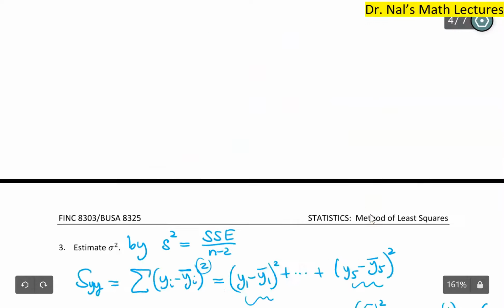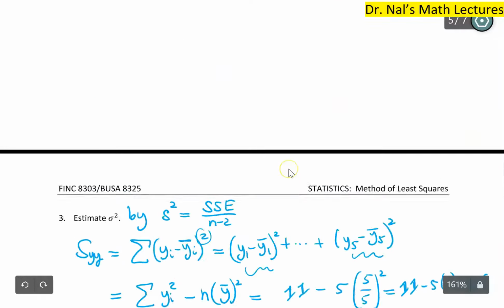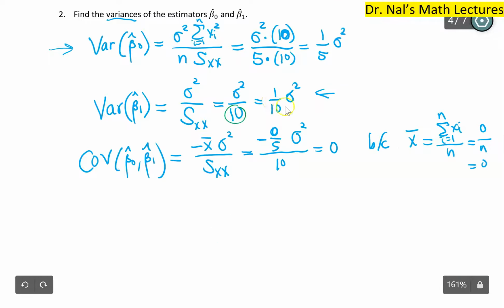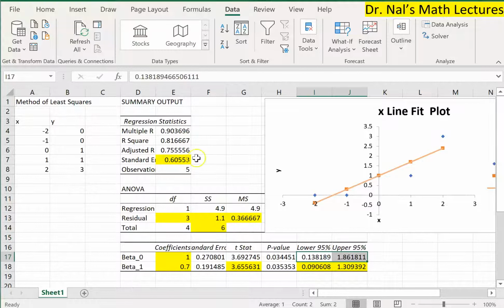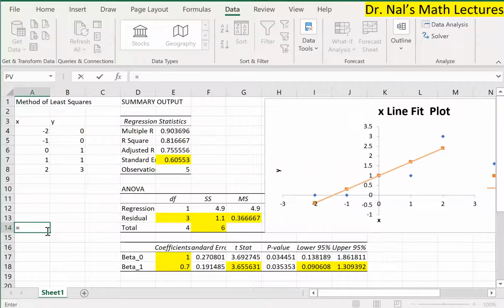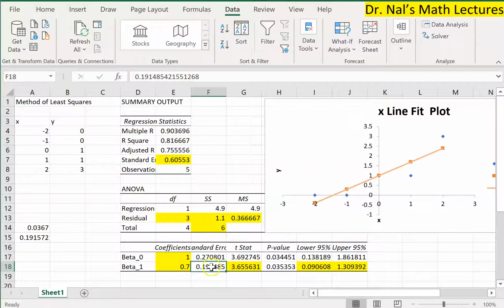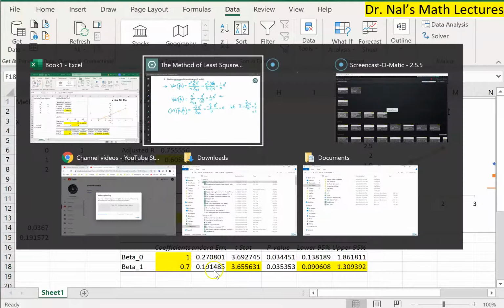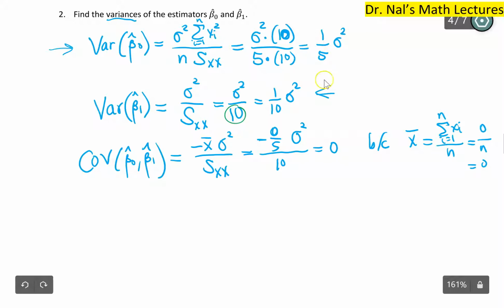So let me, hold on a second, 0.367 over 10, and I want to take the square root of that number, because that's a variance. So 0.19, hey, look at that, that's this number over here, the standard error. So you might as well find the standard error. It is just the square root of these two numbers.